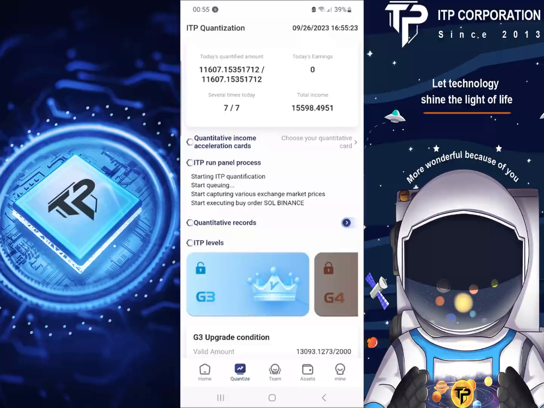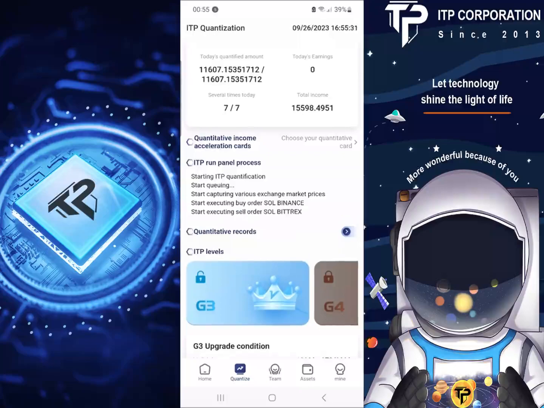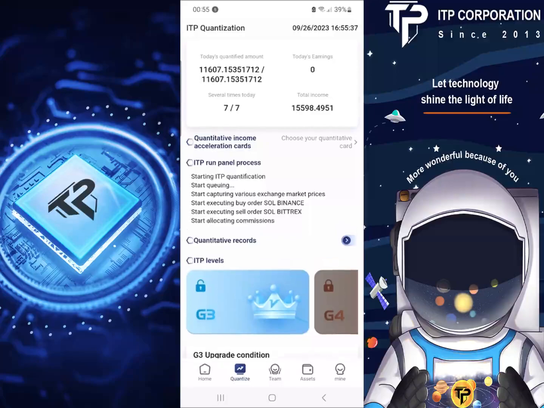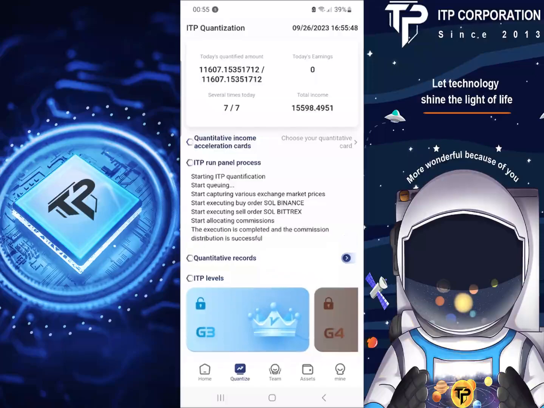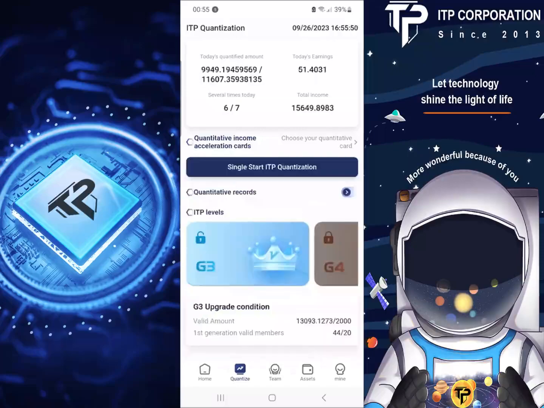Okay, it's starting to execute a buy order, so it's buying a cryptocurrency called Sol, and it's buying it from Binance, where Binance is selling it at a low price compared to the others. Then it sells the same Sol at Bittrex, because Bittrex is buying and selling at a higher price than Binance. So the difference between the two prices is our profit. So it says starting to allocate our commissions.